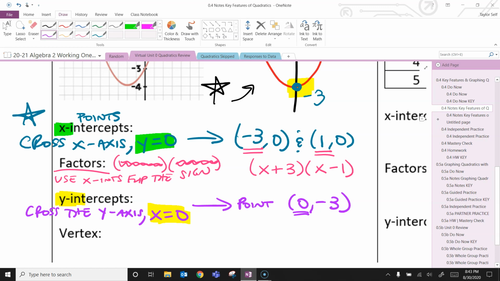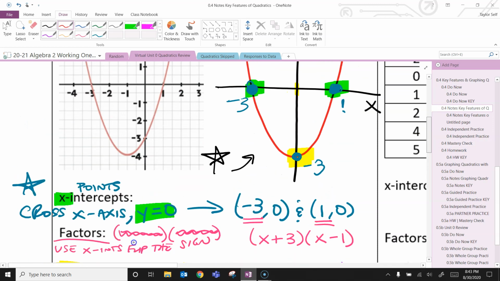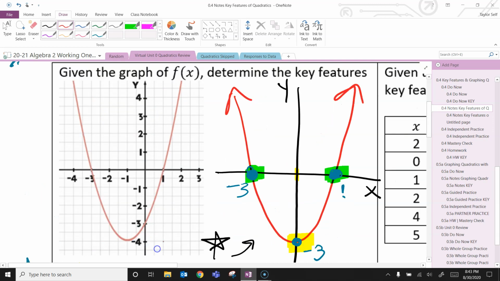Vertex. Vertex is where your graph turns around. So where you turn around. And I'll show you what I mean. Okay, this is a graph of a quadratic. Quadratics are shaped like U's. So where you turn around is your vertex. This point right here is our vertex. That also happens to be our y-intercept.